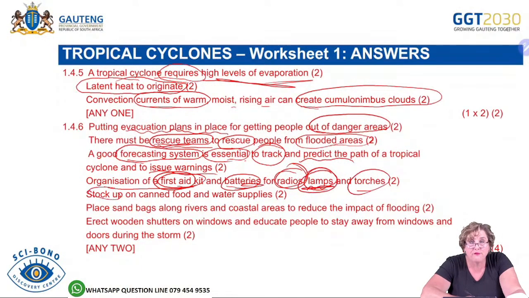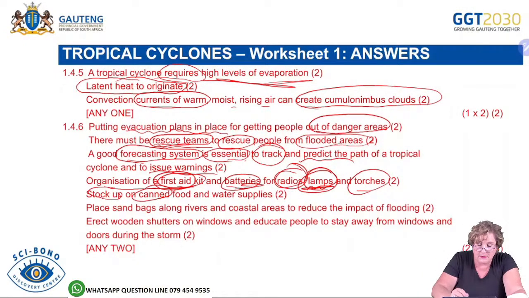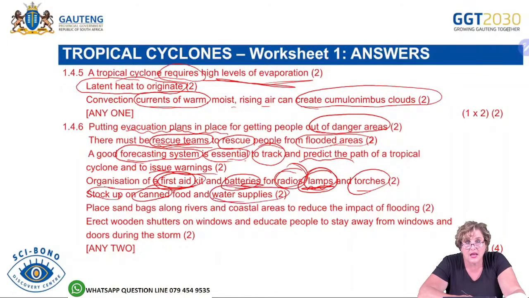Stock up food, preferably canned food. Have canned food in the cupboards, and you need to stock up because you don't know for how long you will be cut off from a shop, or how long the shop might have been damaged. And then have enough water supply. I also would say, buy liters and liters of water, or the government can have water trucks.